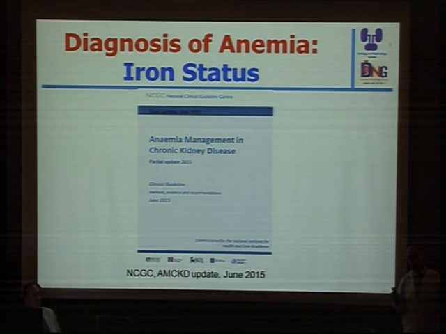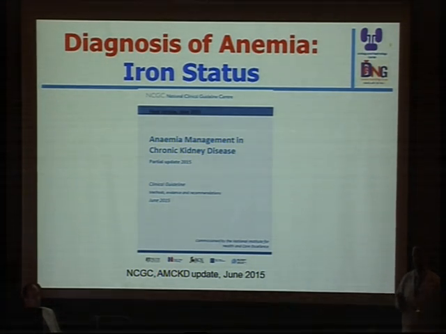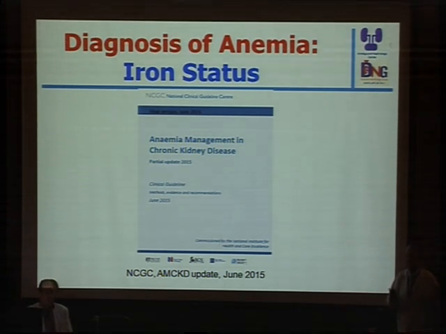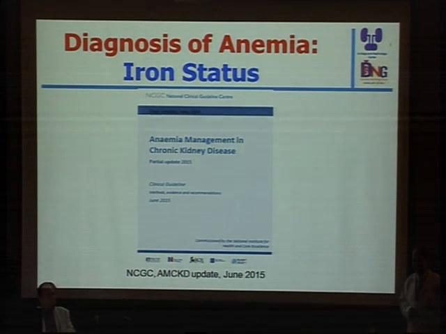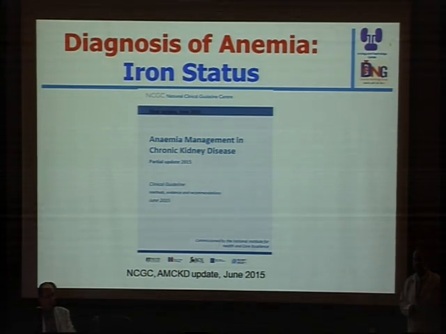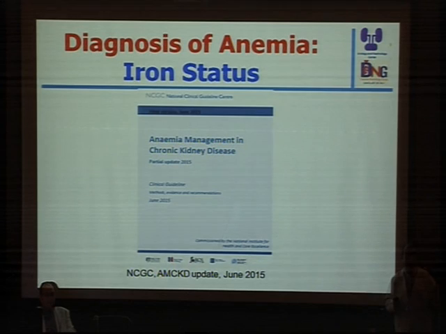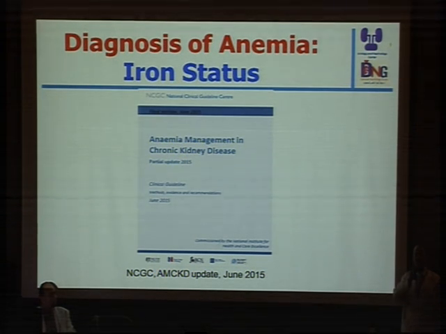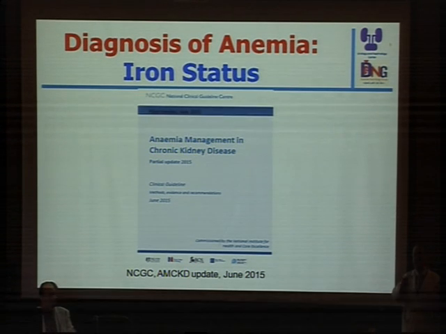Is it by measuring ferritin or transferrin saturation? You, male or female? Transferrin saturation. He mentioned ferritin, transferrin saturation. Yeah. Who thinks of another diagnostic modality? Ferritin. You say ferritin, and he says transferrin, male and female.